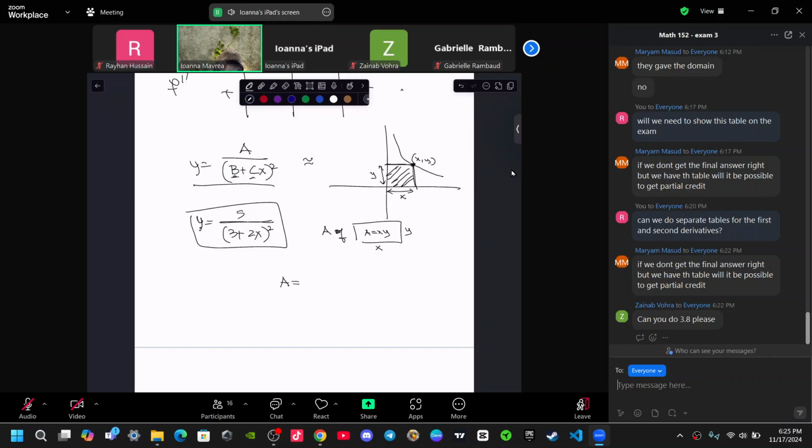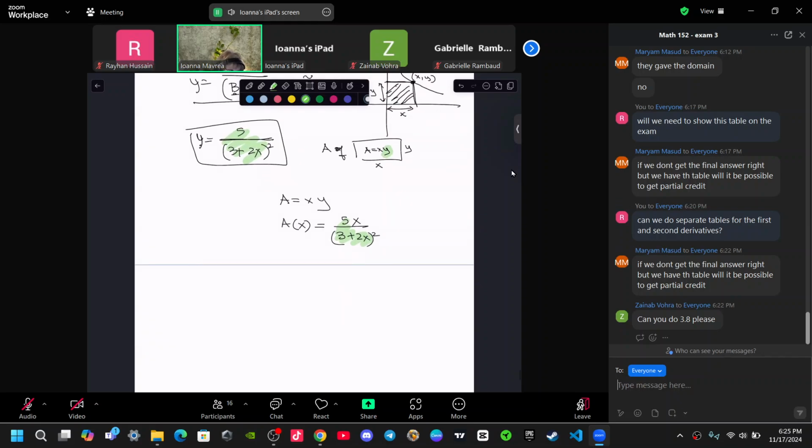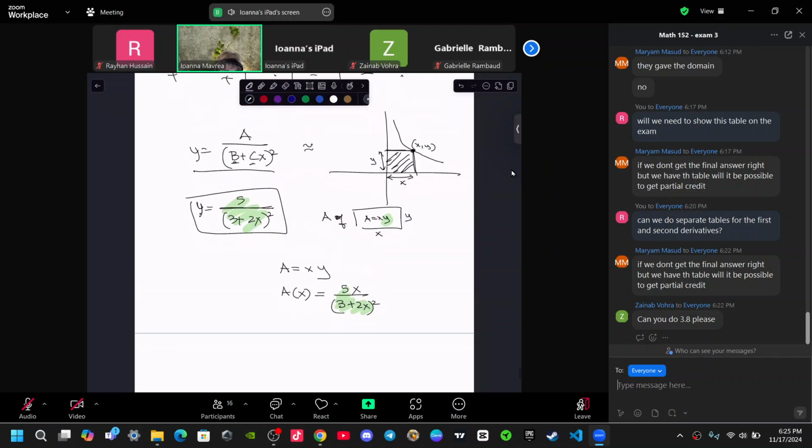Right? So area is x times y. Of course, I want to write this as a function of one variable, so I'm going to replace y. So that's going to be 5 over 3 plus 2x squared, that's the y, times the x. There it is, stick the x there, right? So here's y, times the x. So here's the function. We did that in class.